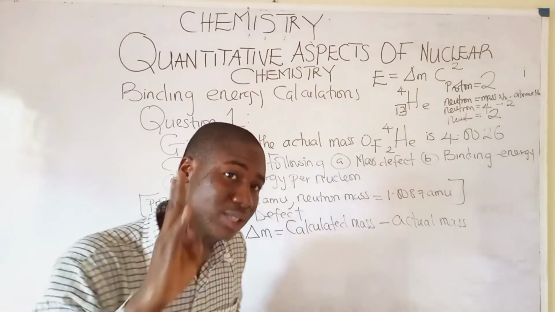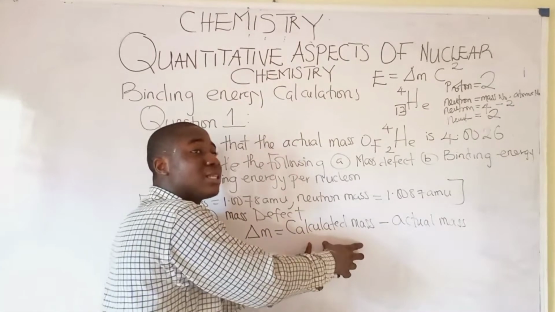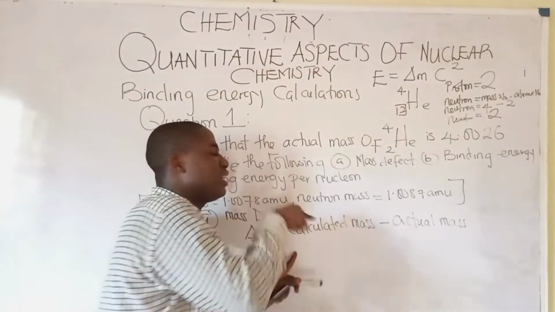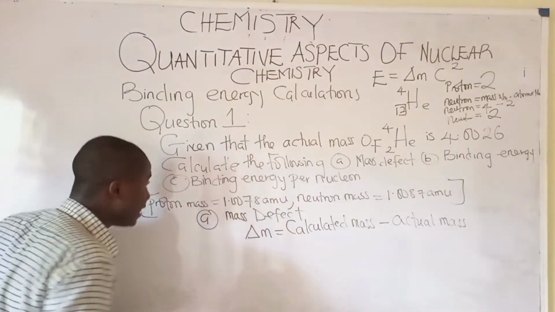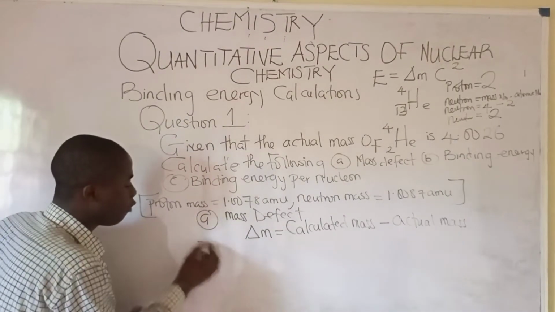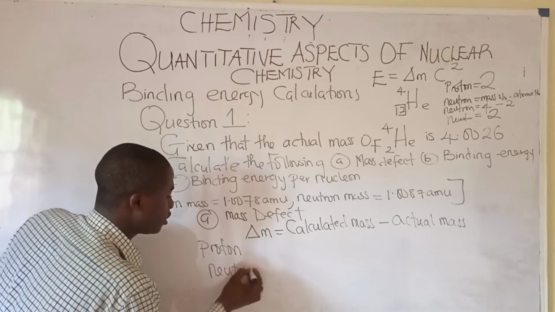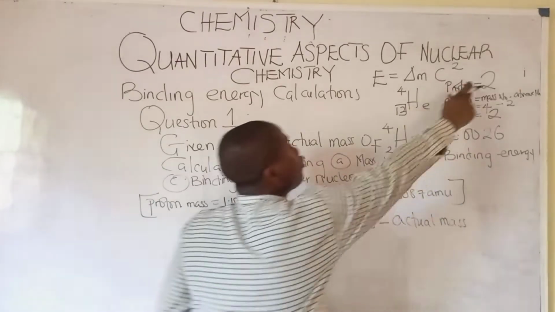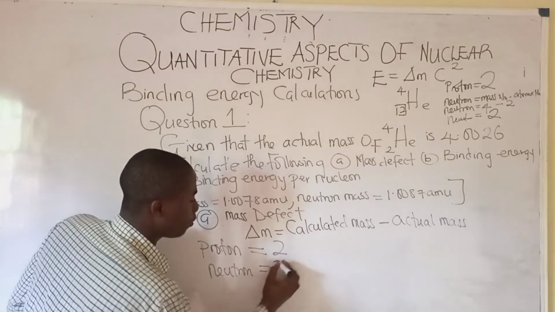So this is something we must take note of first. So how do we now calculate the calculated mass? Because the actual mass is already given. So we are looking for the calculated mass so as to solve for the mass defect without stress. So you quickly say here for protons and here for neutrons. Now, for the proton, you already know that the proton number here is 2, so you bring it here. Same with the neutron number, which is 2.